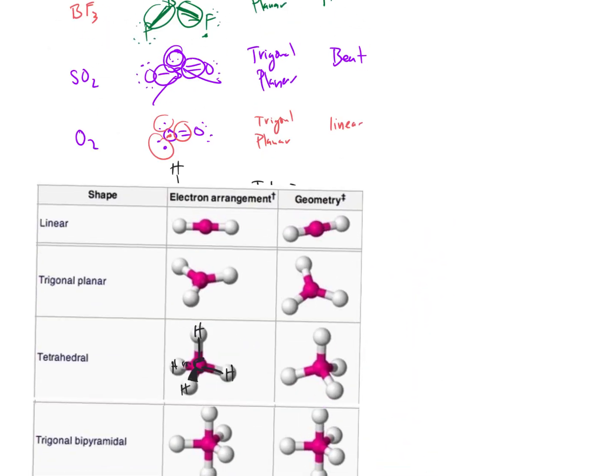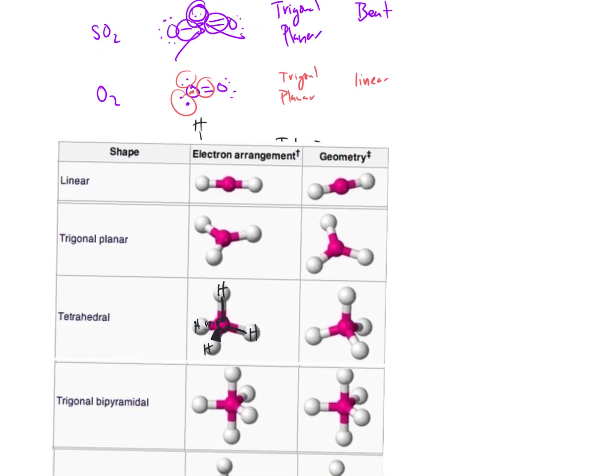Okay, let's do another one. NH3 looks like this. This is the Lewis structure. What's the electron geometry called? Tetrahedral. Same thing. For all 4 regions, it's called tetrahedral. Oh, hold on. What was that last one's molecular shape called? If it has 0 lone pairs, it's the same name, guys.